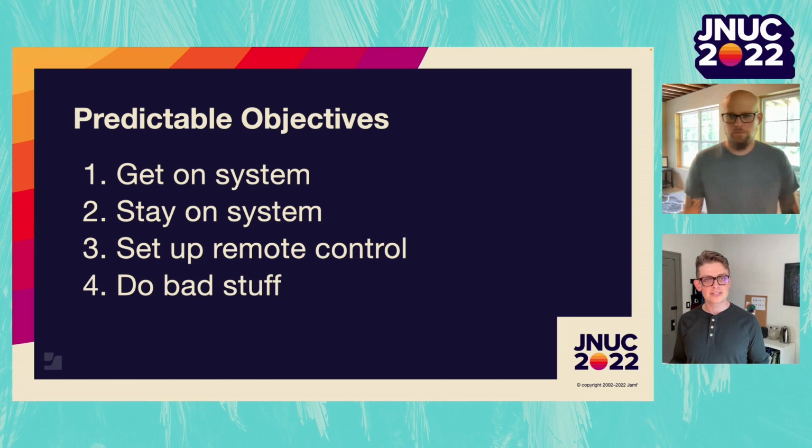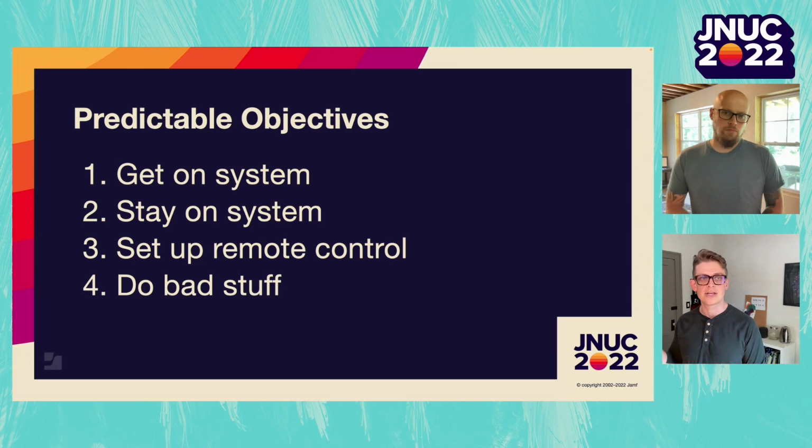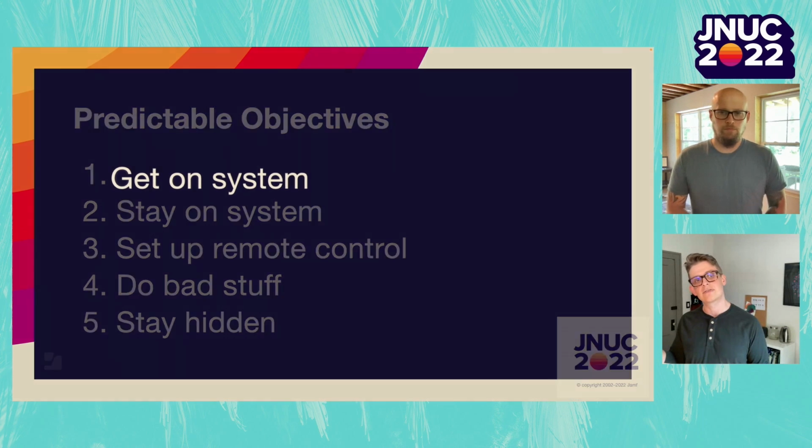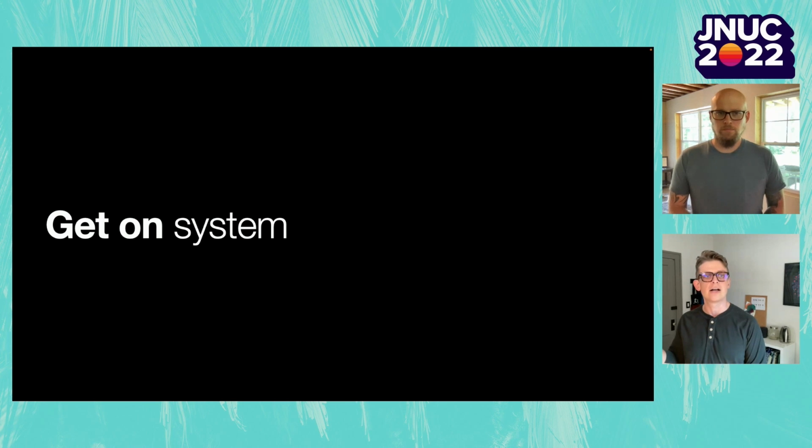And then once they have all these things in place, then they'll be carrying out the ultimate objective. So that could be data theft or some other options that we'll get into here briefly. And then while they're doing all these things, they have an overarching objective, which is to stay hidden. So to dive into these, first, let's take a look at getting onto the system.